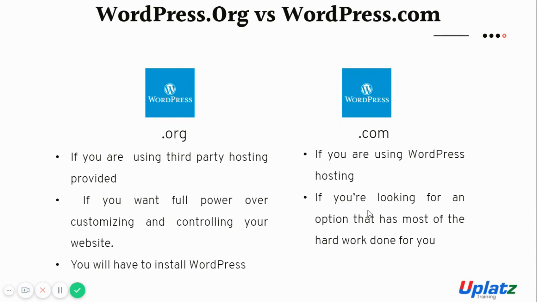.com is if you want to use WordPress hosting, and it does not require you to do other things that are involved in .org. Most of the things rather are done by WordPress themselves. So if you're looking for an option that has most of the hard work done for you, then WordPress.com is the right choice.